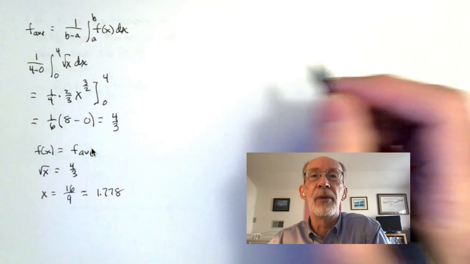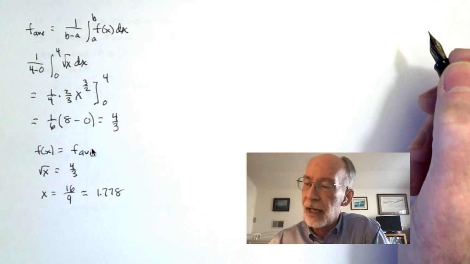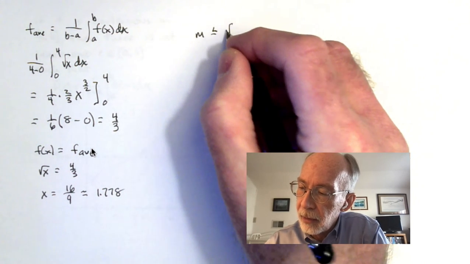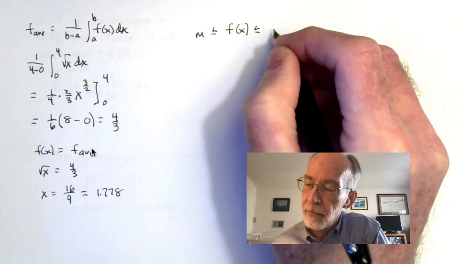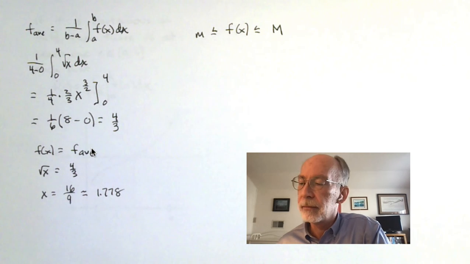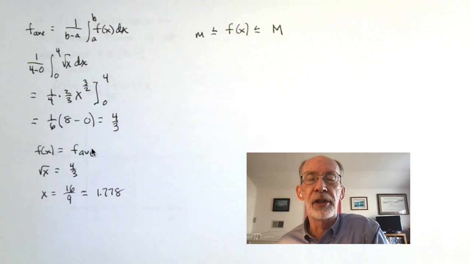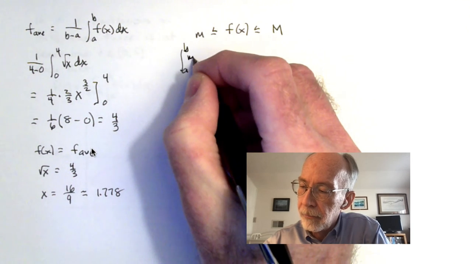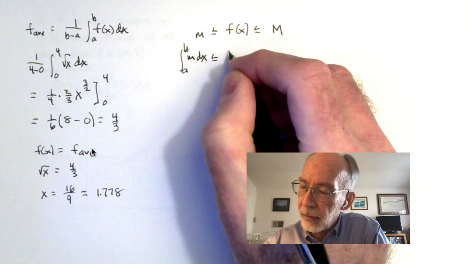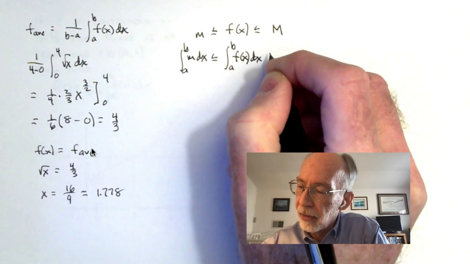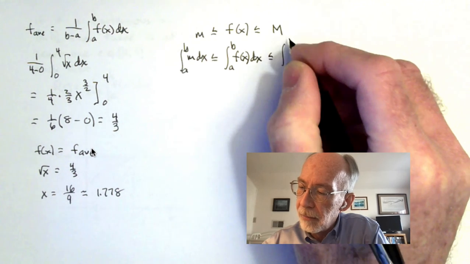Since f is continuous on closed [a, b], we know that it has both a minimum, which I'll call little m, and a maximum, which I'll call big M. And so all values of the function on the interval have to obey this inequality. We know that integrals of lesser functions on a given interval have lesser values. So I can say that the integral from a to b of little m dx is less than or equal to the integral from a to b of f of x dx, which in turn is less than or equal to the integral from a to b of big M dx.